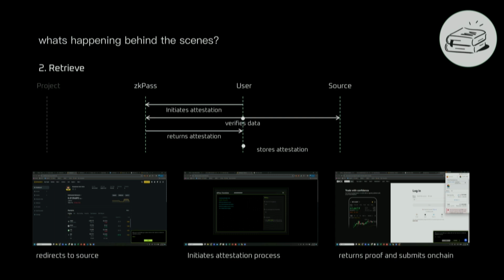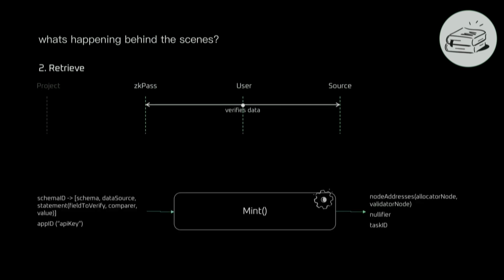The retrieval of private data and the verification process is conducted between the three parties: the zkPass node, the user, and the data source. Although the technicalities of our system would take too long to discuss in this workshop, our SDK carefully abstracts them away from the builders. If you're interested in how our protocol works behind the scenes, feel free to read our white paper on our website.